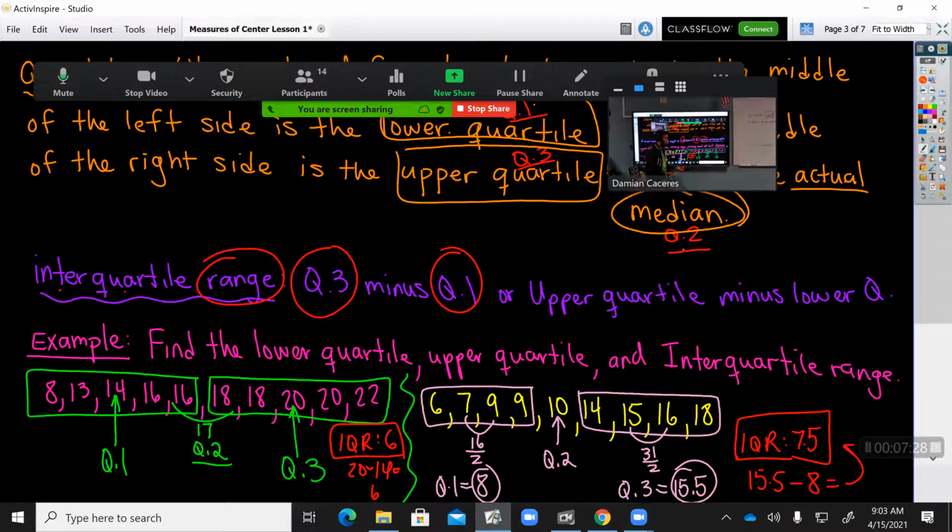So instead of the biggest number in total minus the smallest number in total, you're just going to look at the values of the quartiles. So the middle of the left side and the middle of the right side, you're going to get both values and subtract them. Whatever value you have, positive, is your answer for range.